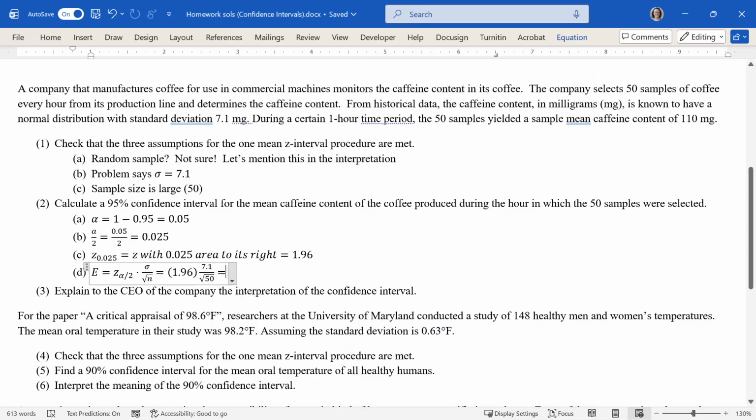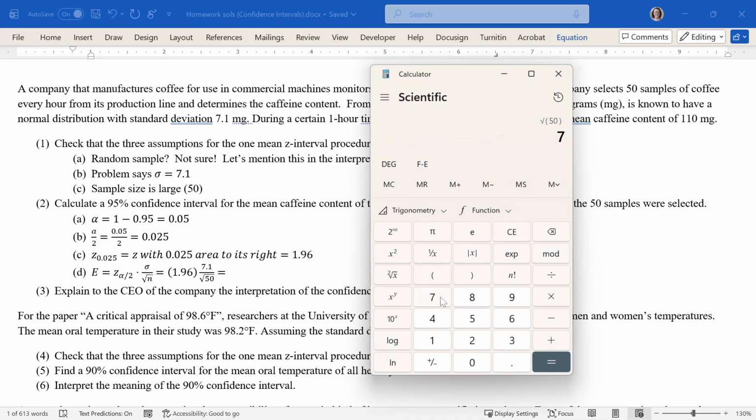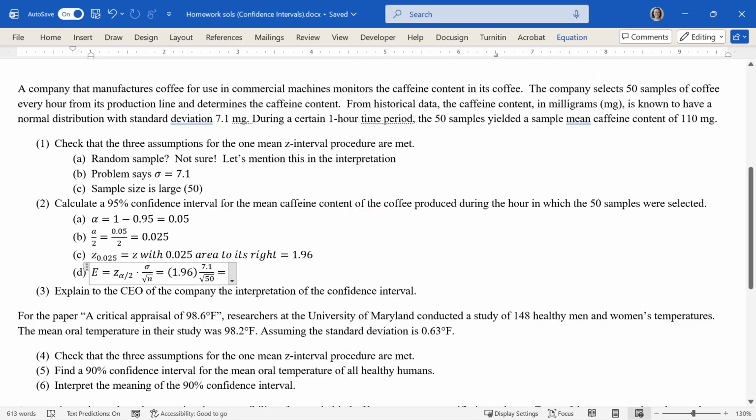Okay, so now I would do 7.1 divided by that number, 7.1 divided by memory recall, equals almost 1. And then I'm multiplying that by 1.96. Times 1.96 equals, okay, so I got 1.97 if I round to 2 places. All right.